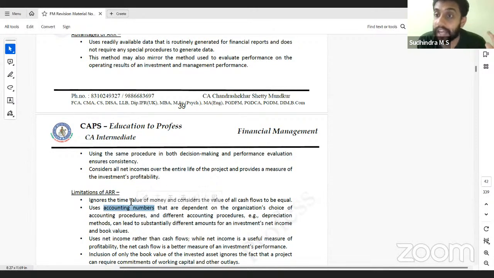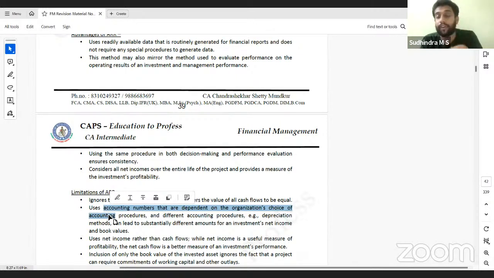It might change. Correct? So, depending on the accounting procedures used, different depreciation methods can lead to substantially different amounts of investment. So, the ARR can change. ARR can change depending on the different accounting policies used. Then, here we use net income rather than cash flows.